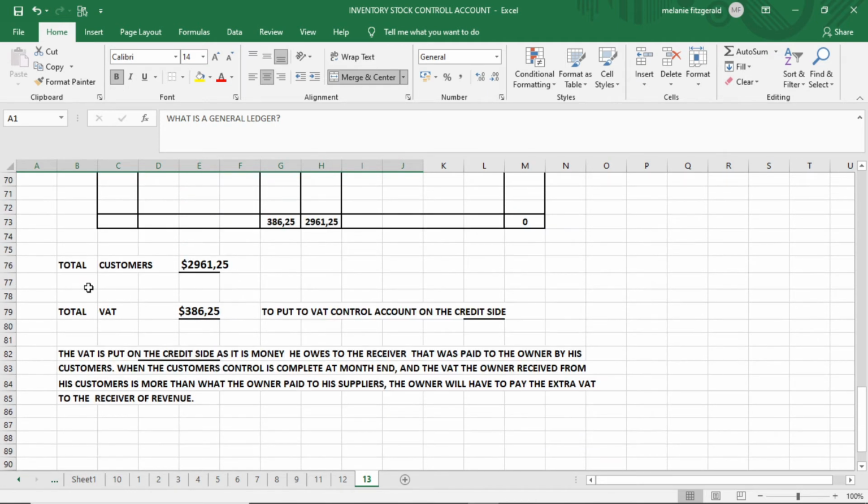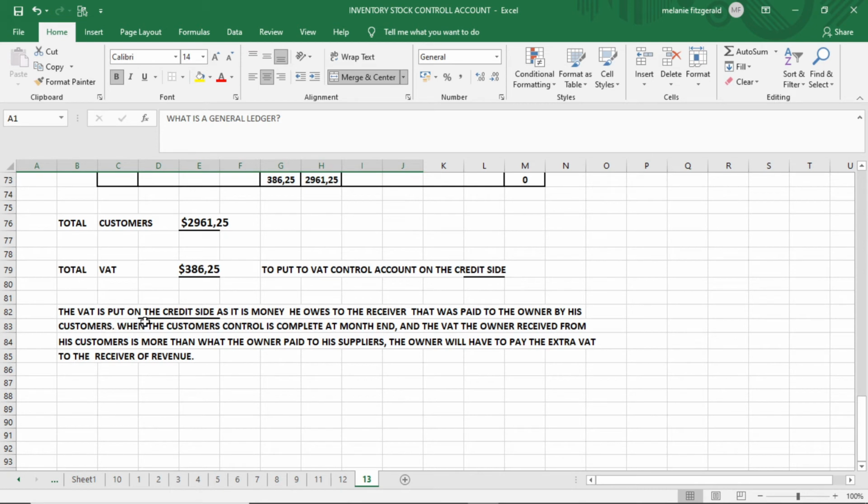Okay, so the total customers is $2,961.25. The total VAT on that was $386.25 to put to the VAT control account on the credit side. Okay, the VAT is put on the credit side as it is money he owes to the receiver that was paid to the owner by his customers.